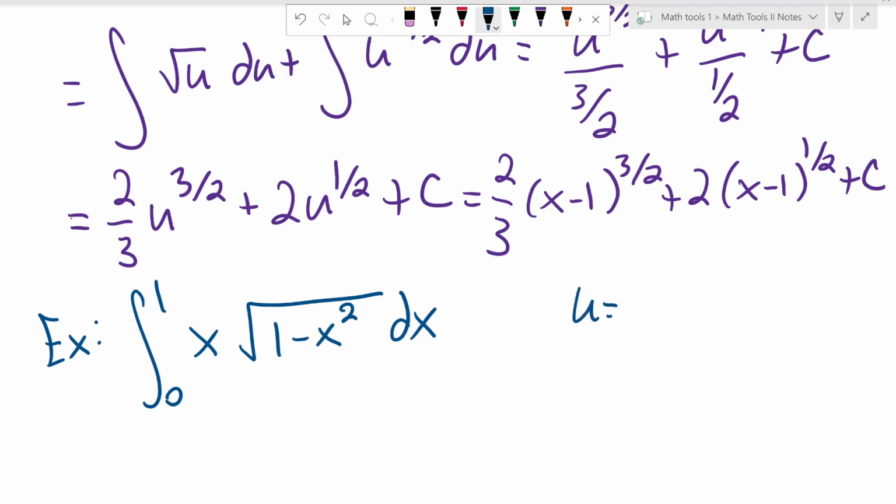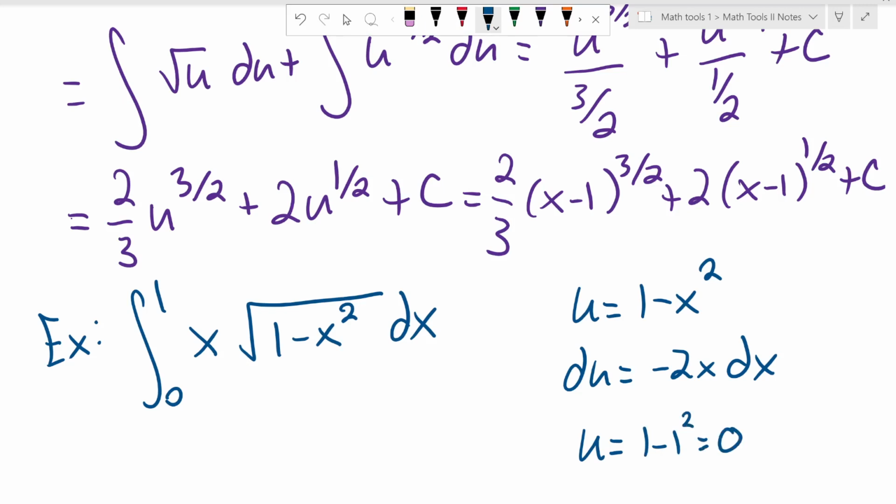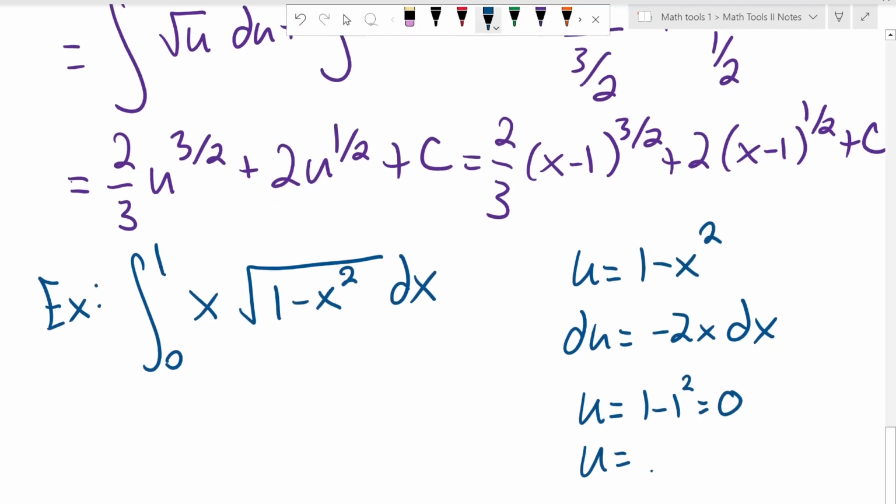So for example, if we let u be equal to 1 minus x squared, then du is equal to negative 2x dx. But then we can also go ahead and plug in the bounds and see what the bounds would be in terms of u. Since u is equal to 1 minus x squared, if x is equal to 1, then u is equal to 1 minus 1, which is 0. And if x is equal to 0, then u is equal to 1 minus 0, which is 1.